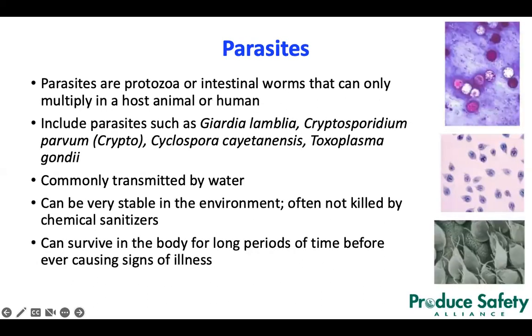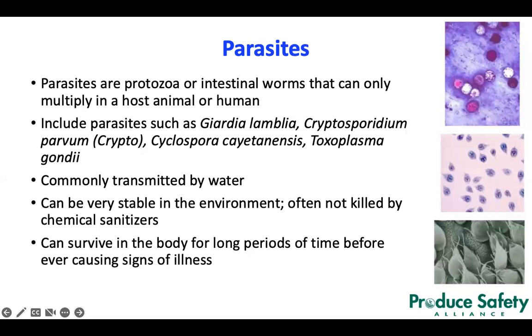So parasites are organisms that behave like tiny animals, living in or on a host and feeding from or at the expense of the host. Though parasitic infections are more common in tropical and subtropical regions, they can occur anywhere. Parasites need a host to multiply, but they can also be very stable in the environment. They can remain viable in the environment for long periods of time and are often transmitted through water contaminated with fecal material. Examples of parasites associated with produce outbreaks would include Giardia, Toxoplasma, and Cyclospora.